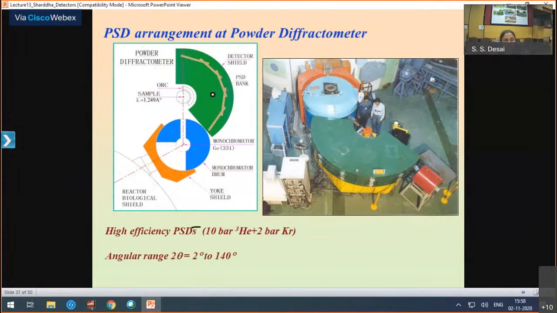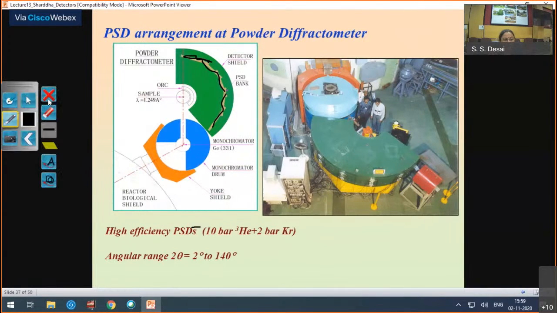Now this is just a schematic of how these PSDs, after complete confirmation that they are well characterized, showing good properties of position resolution, efficiency, and uniformity of response, are used. You can see that there are 5 PSDs mounted in an angular fashion, so that they cover 140 degrees of angular range. This is a schematic of a powder diffractometer.